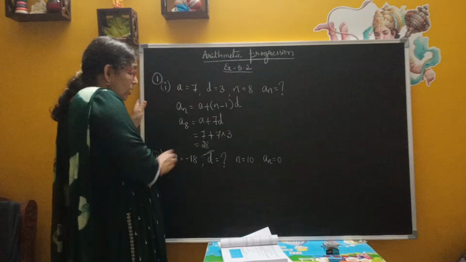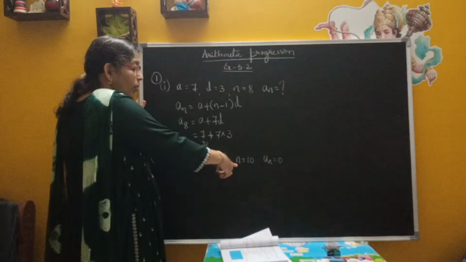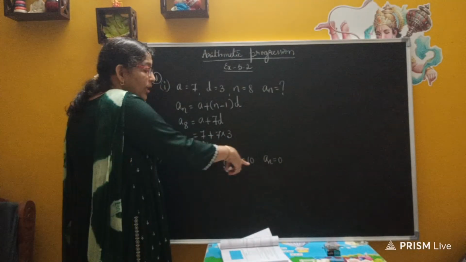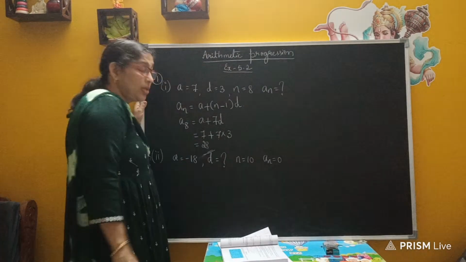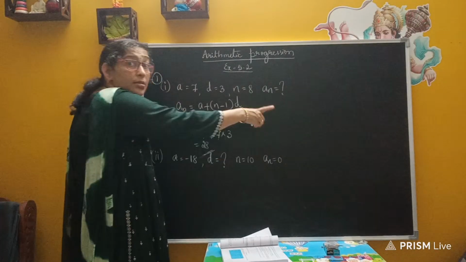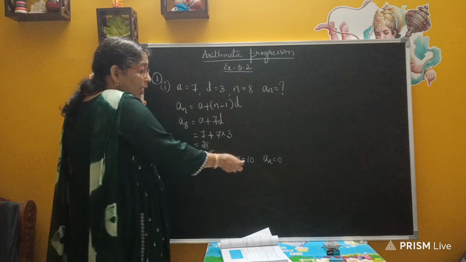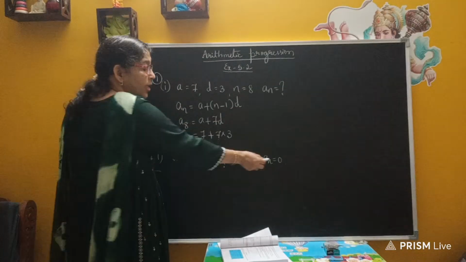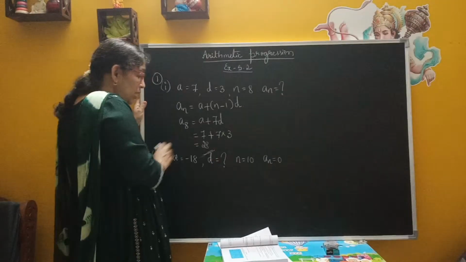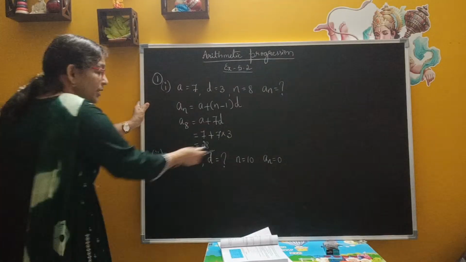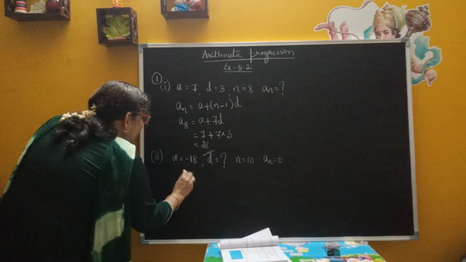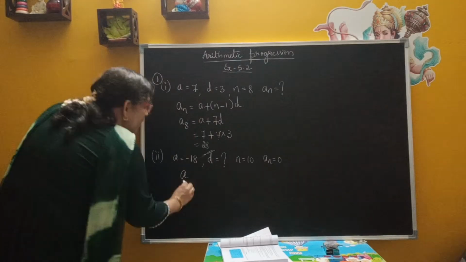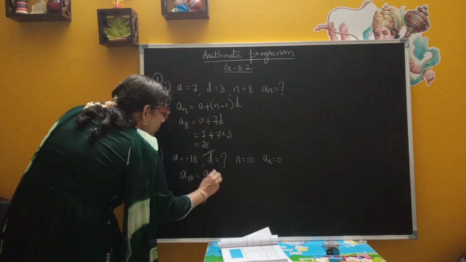Let us use the formula. So, what do you mean by this? N is equal to 10 and an is equal to 0. That means the 10th term is 0. The 10th term of this AP is equal to 0. That is the meaning of this. So let us substitute now. A10, using the formula, what do we get? A10 is equal to A plus 9D.